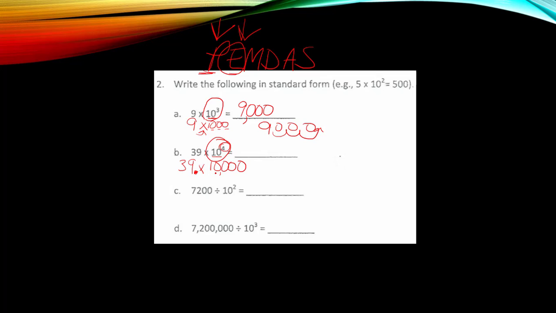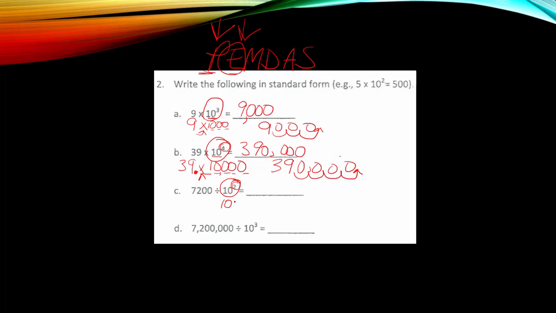And we get to move it 1, 2, 3, 4 times to the right because we're making the number bigger. We're multiplying. So we have 39. 1, 2, 3, 4. Fill in your empty houses. Ones, tens, hundreds, comma. So our answer is 390,000. See? Exponents first.